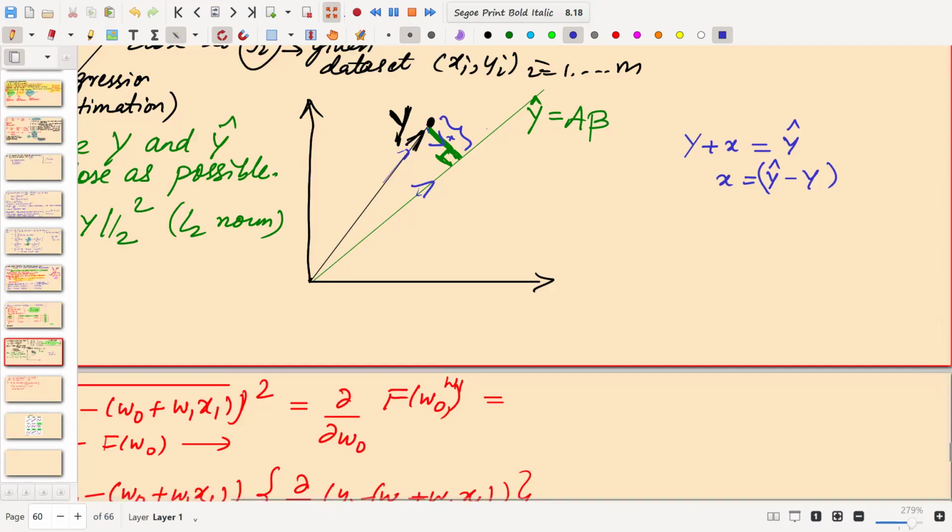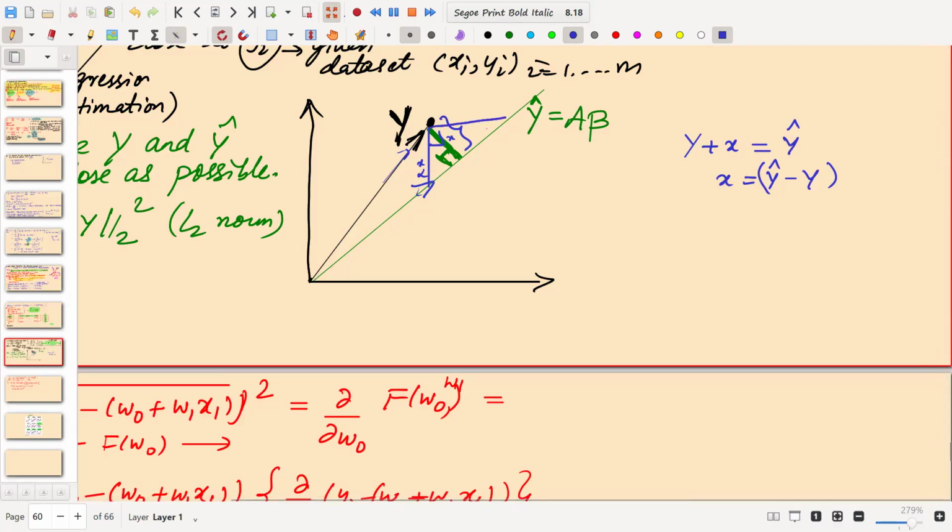Do we want this condition? This is also an x vector, another x vector. Is it perpendicular to y cap? No. So we don't want this condition. If we take this condition, then your regression line is not the best fit, because there is more error. The distance between y and y cap is high. Therefore, we will not take this.